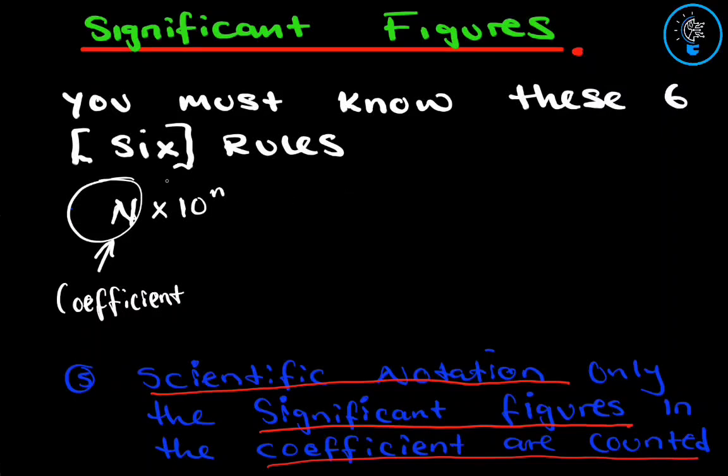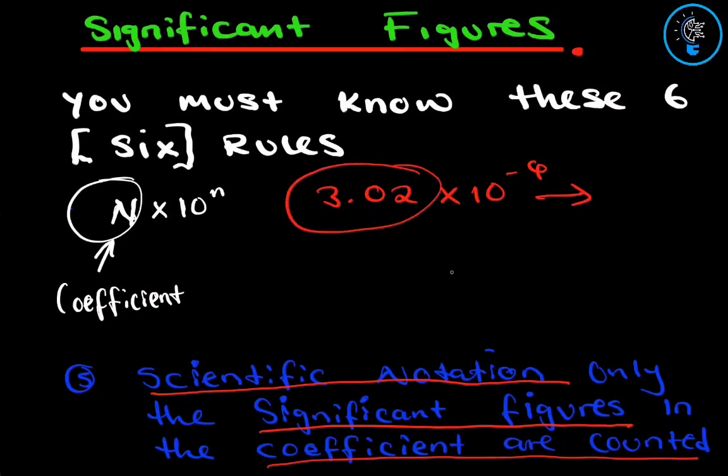Let's take, for instance, 3.02 times 10 to the power negative 4. How many significant figures are present in this number? You just need to consider the coefficient. Forget about the exponent. On our coefficient, we have 3 significant figures. Remember, zeros in between non-zero digits are significant. So in this one, we have 3 significant figures.